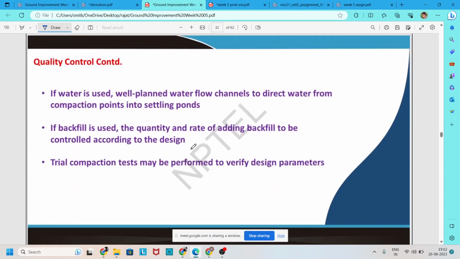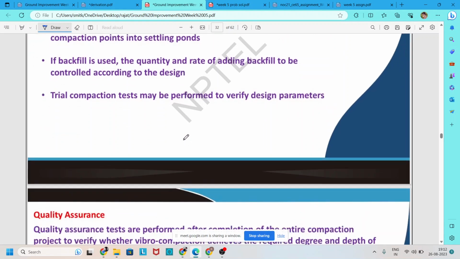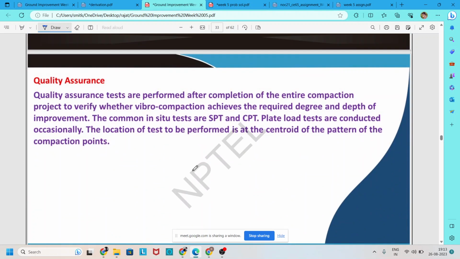The same thing is written: we also check the water pressure, whether water is up, maintaining the water pressure or not. Also, we have to check that good backfill material is used to improve the ground, and also conduct some trial tests for finding out the required spacing. Now come to the quality assurance.